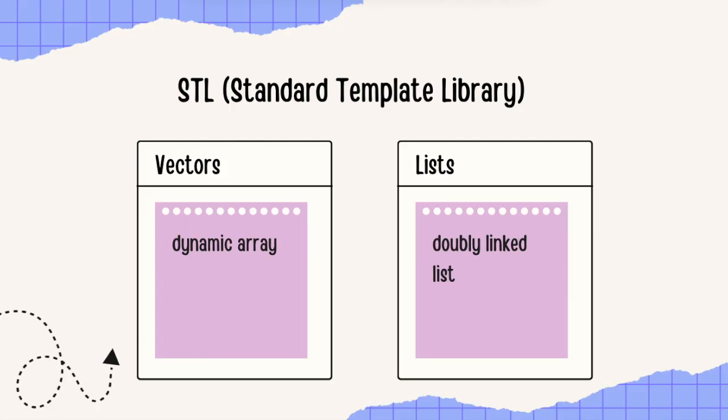STL stands for Standard Template Library. It provides ready-to-use classes and functions for common data structures and algorithms. Two popular containers are vector, which is a dynamic array, and list, which is a doubly linked list. Let's see two different programs to understand them better.